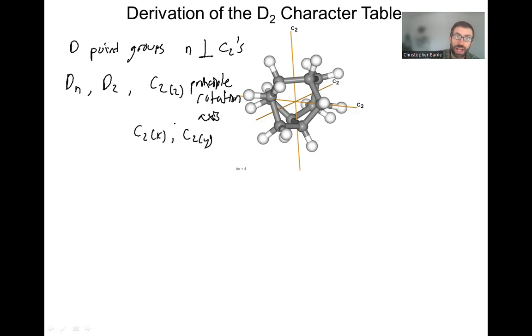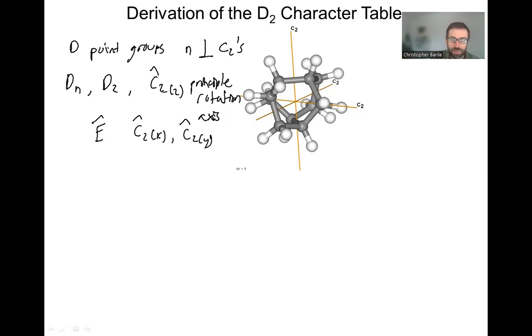So D3 would have a C3 for principal rotation axis, and it would have three perpendicular C2s. So very quickly we can come up with what these different symmetry elements would be. Basically, we've written the three symmetry elements that there are, and we just need identity. So these are the four symmetry operations in D2 symmetry. And in this case, they're all in four separate classes. We know that identity is always in its own class, so that one's easy to figure out.